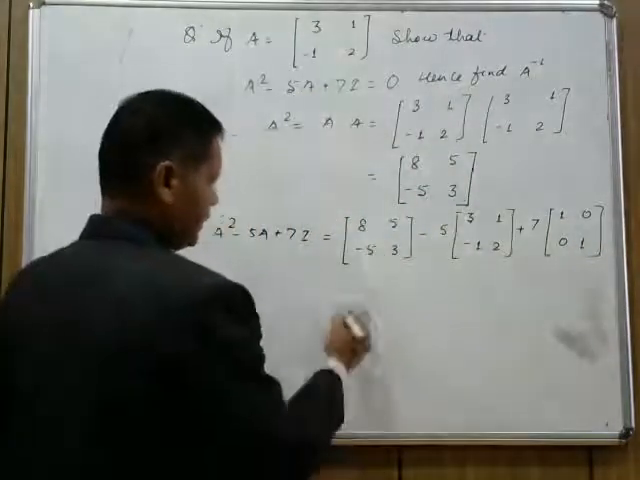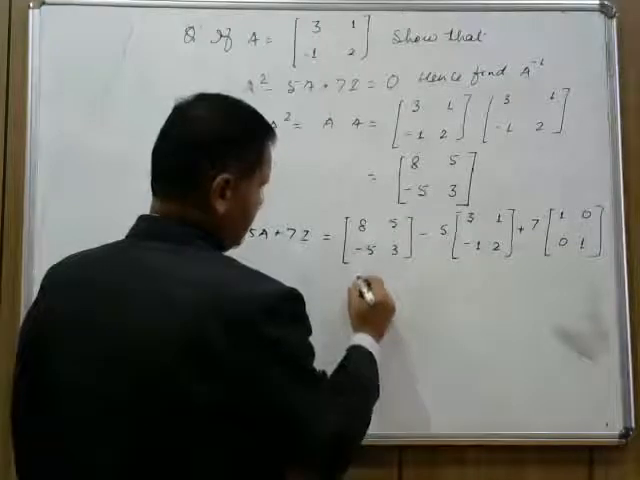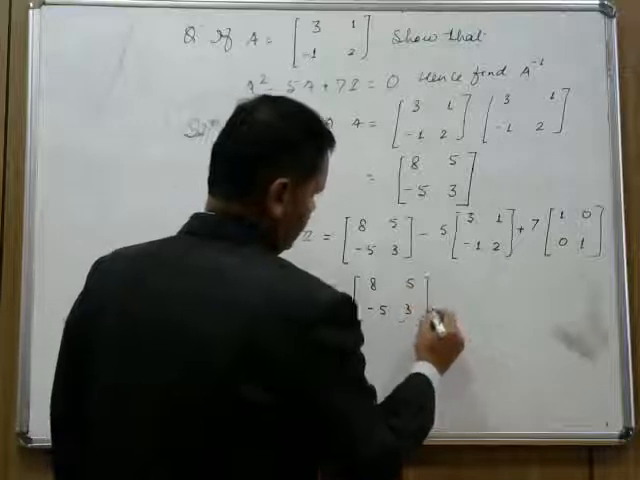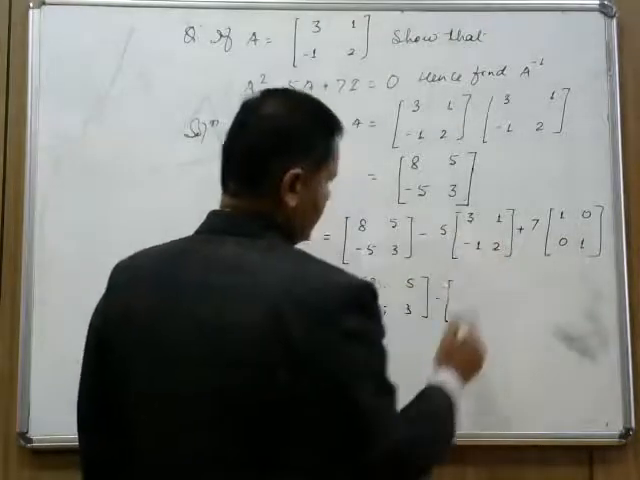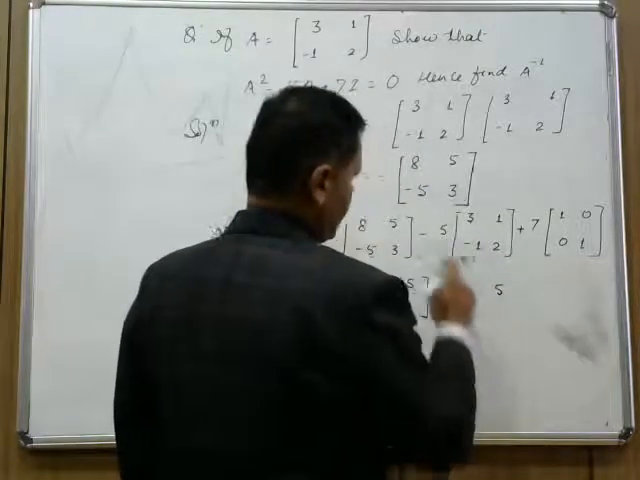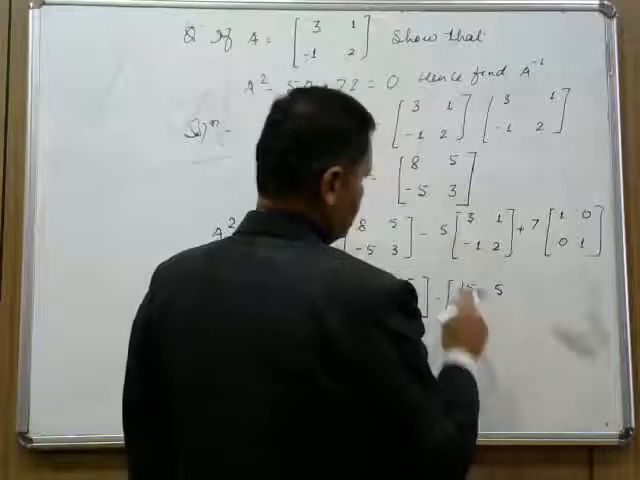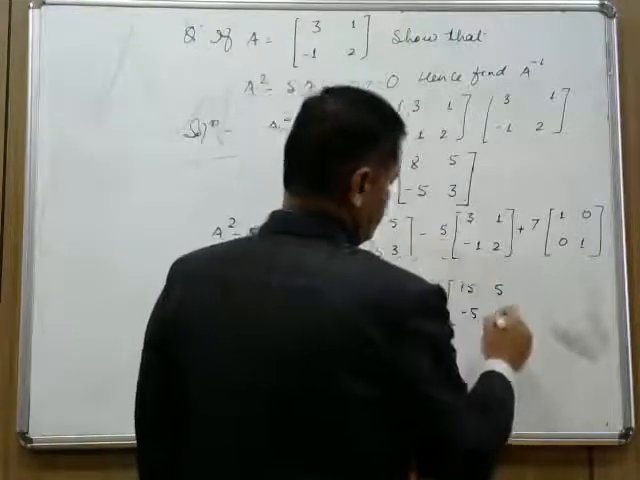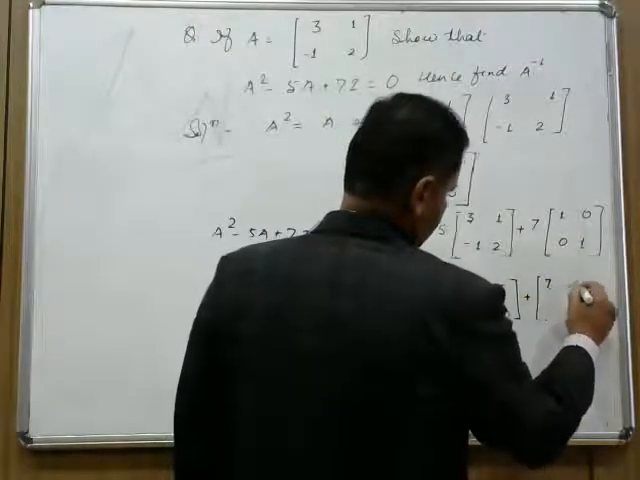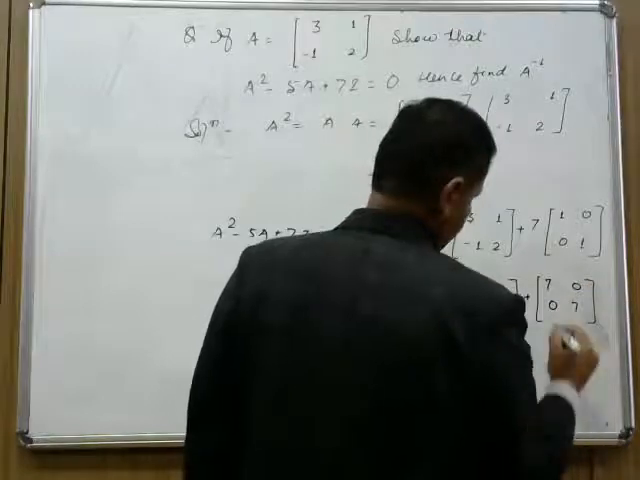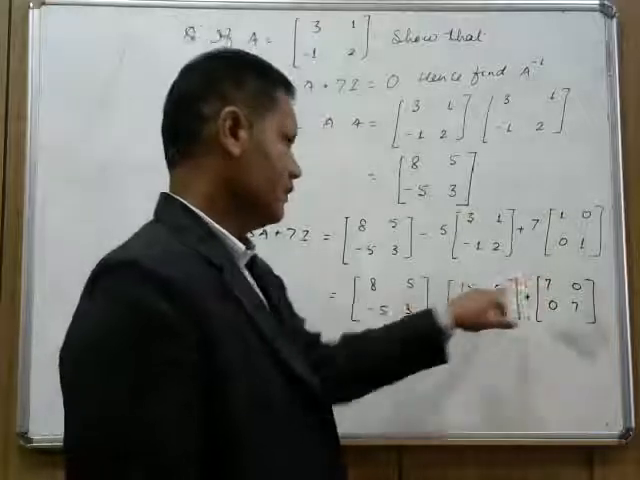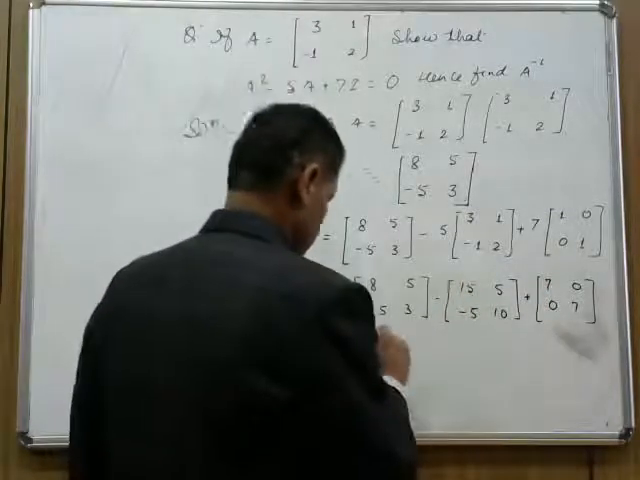Now just one more line. Now can I write here 8, 5, minus 5, 3, minus 5 into 3, 15, 5 into 1, 5, 5 into minus 1, minus 5, and 5 into 2, 10, plus 7, 0, 0, 7. Now see the sum. 8 plus 7, 15, minus 15. What I am getting now? 0.